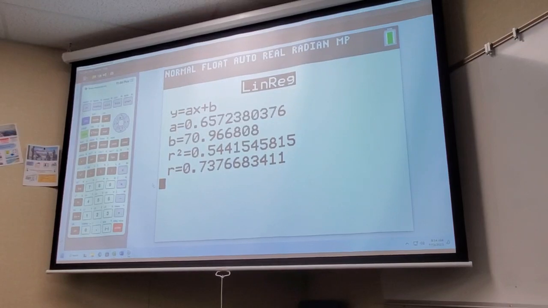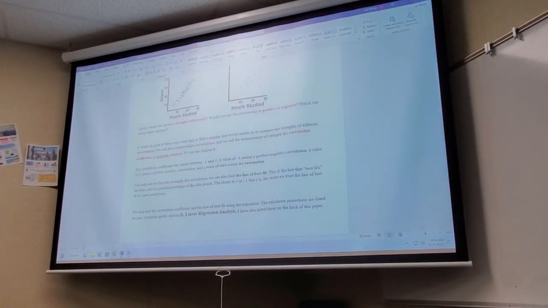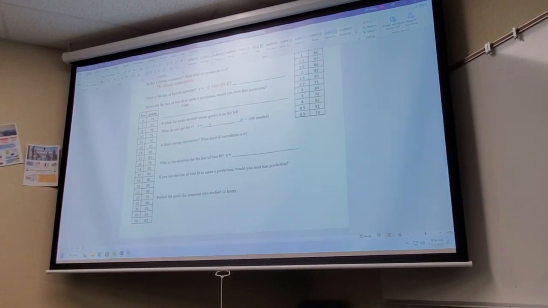So let's do this. Let's actually graph this thing. Let's write this down. 0.657. Uh-oh. Everybody okay back there? R was 0.738. Is that right? And let's see why. Is this a strong correlation? Yes. Decently strong. Yeah.